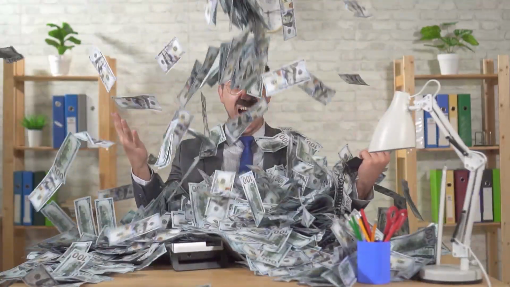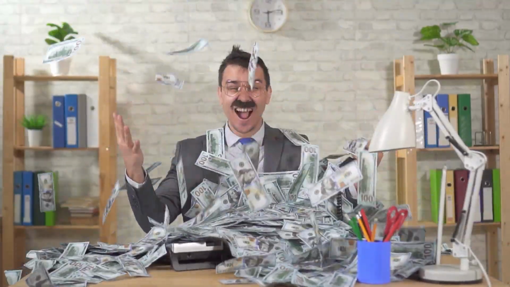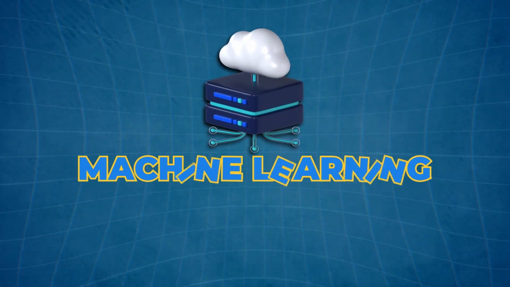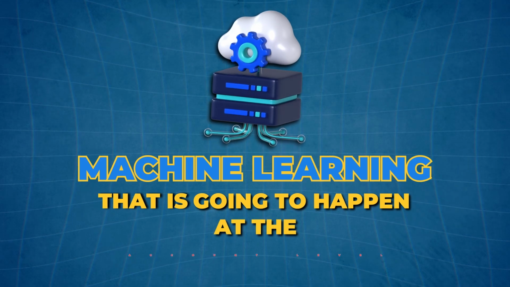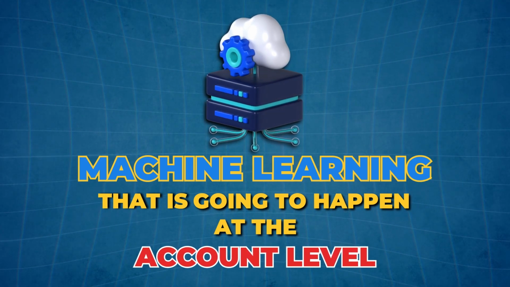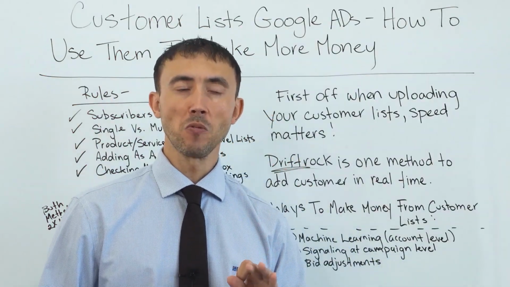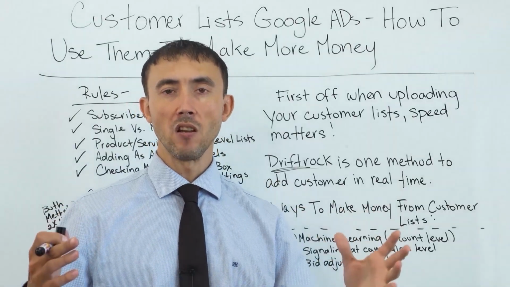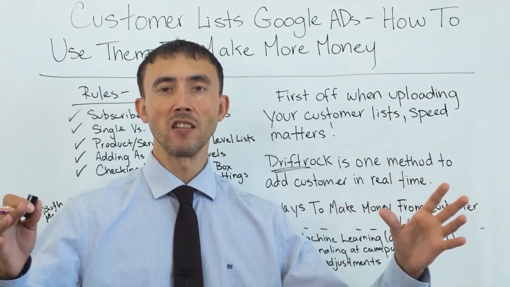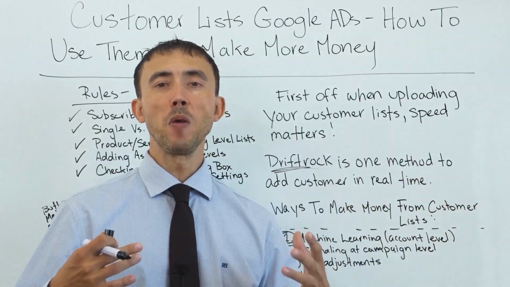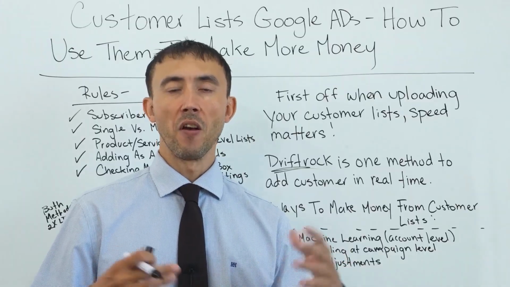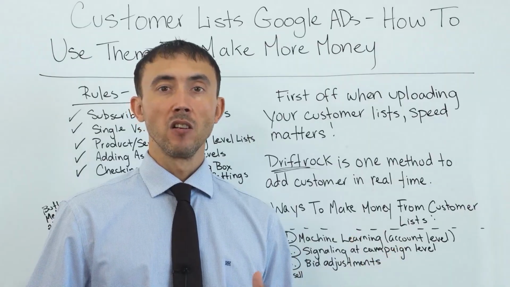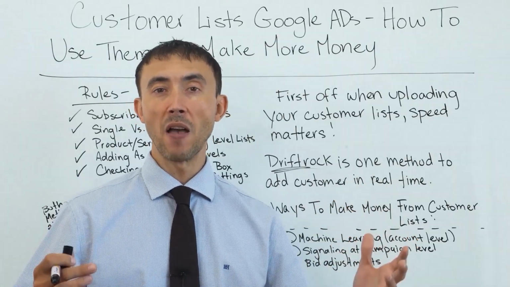There's 5 different actual ways that you're going to make more money from your customer list once you got it in there. And starting with the machine learning that is going to happen at the account level once you got data in there. So ultimately, you upload your customer list, Google's system is going to look at all the correlation points between one customer in your list and another to identify the type of people that buy from your company as a whole. Are they old? Are they young? What websites do they go to? What do they buy? Do they go to your competitor sites typically before they buy from you?